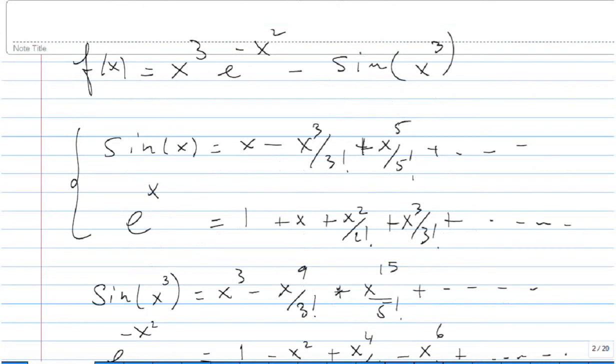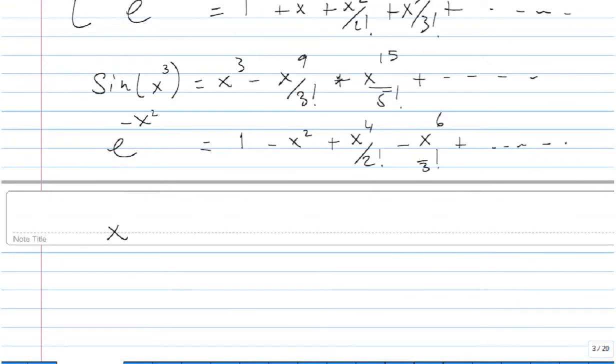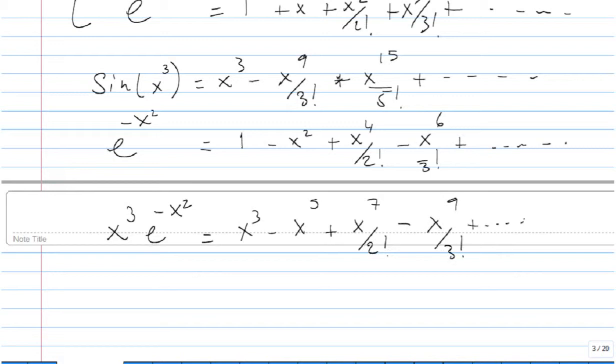And then we multiply by x cubed. So x cubed e to the minus x squared equals x cubed minus x cubed times x squared, where we add the powers, giving x^5. Then x cubed times x to the power 4, adding the powers again, gives x^7 over 2 factorial, then x^9 over 3 factorial. And then we have a problem.